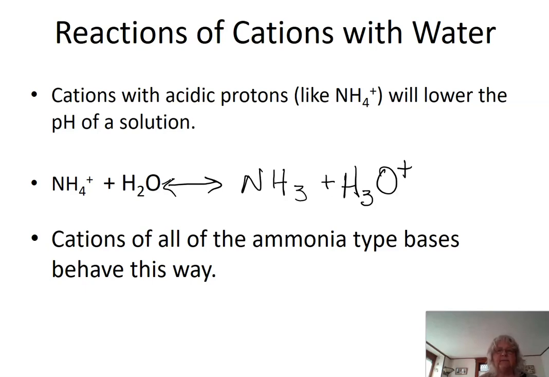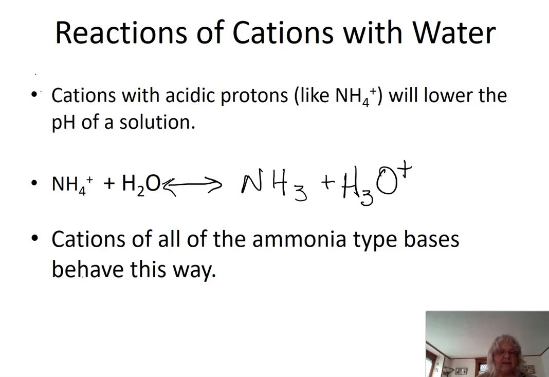Cations can do the same thing. Only when they react with water, what they're going to do essentially is draw one of the hydrogen ions onto a water molecule, and they're going to produce hydronium ion and leave behind the weak base that they came from. So the cations of all of the ammonia type bases behave this way. And again, if you can write this for the ammonia, you can write this for any of the reactions.